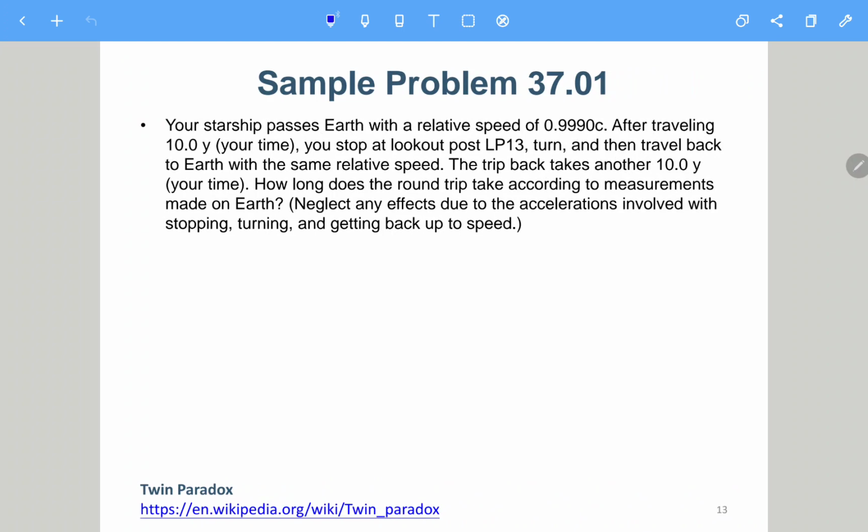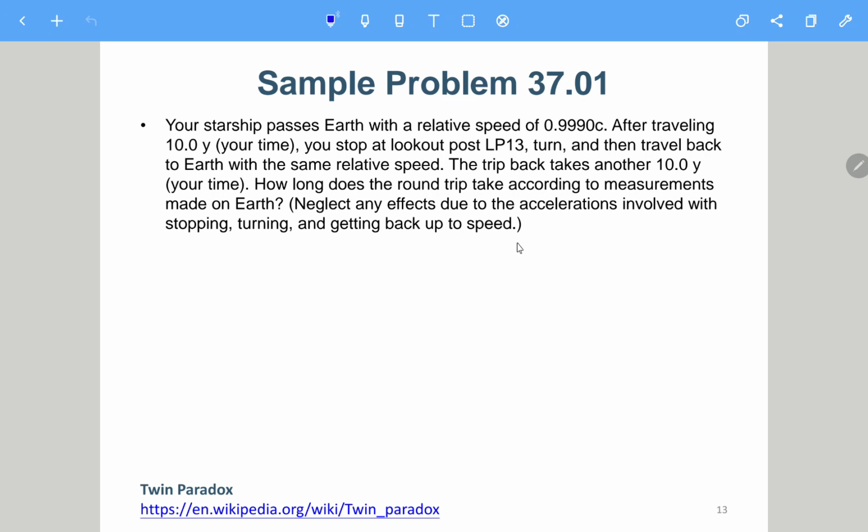Okay, so let us see a sample problem so that we can know how to use it. It says your starship passes Earth with a relative speed of 0.9990 c, very close to the speed of light. After traveling 10 years, your time, meaning on the starship, you stop at lookout post LP13, turn and then travel back to Earth with the same relative speed. The trip back takes another 10 years, of course, also your time. So how long does the round trip take according to the measurement made on Earth? This is very interesting, the so-called twin paradox. Negate any effect due to the acceleration involved with stopping, turning, and getting back up to the speed.